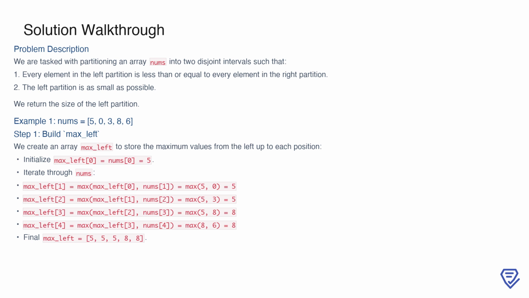To solve this, we first construct an auxiliary array called max_left, which helps us track the maximum values from the start of the array up to each position. For example, if nums is [5, 0, 3, 8, 6], we initialize max_left[0] to the first element, which is 5. Then, as we move through the array, we compute the maximum value seen so far at each step. This gives us max_left equals [5, 5, 5, 8, 8]. The values in max_left represent the largest element from the start of the array up to each index, which will be important for deciding where to partition the array later on.